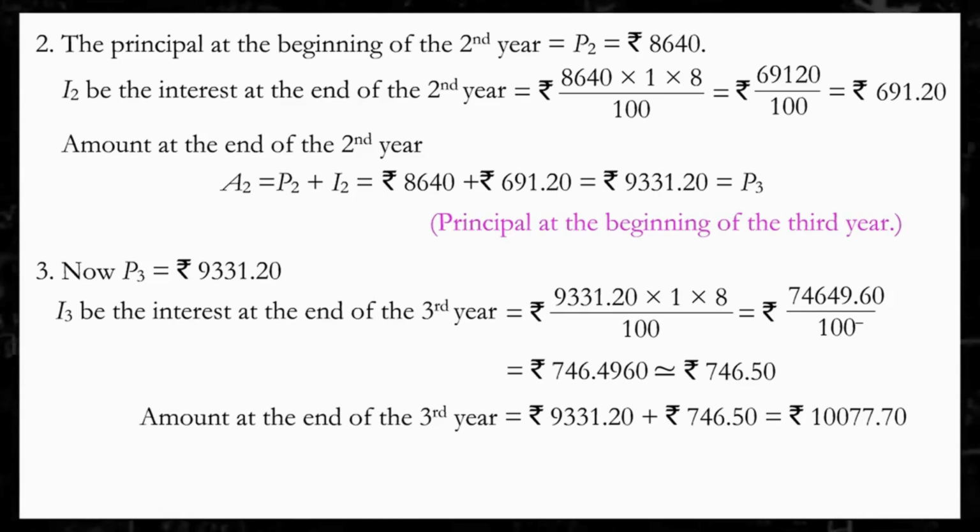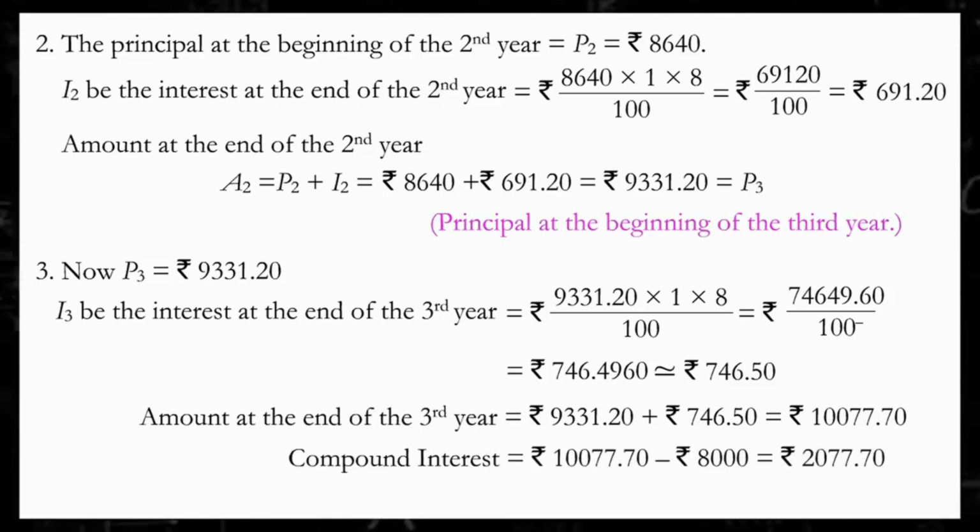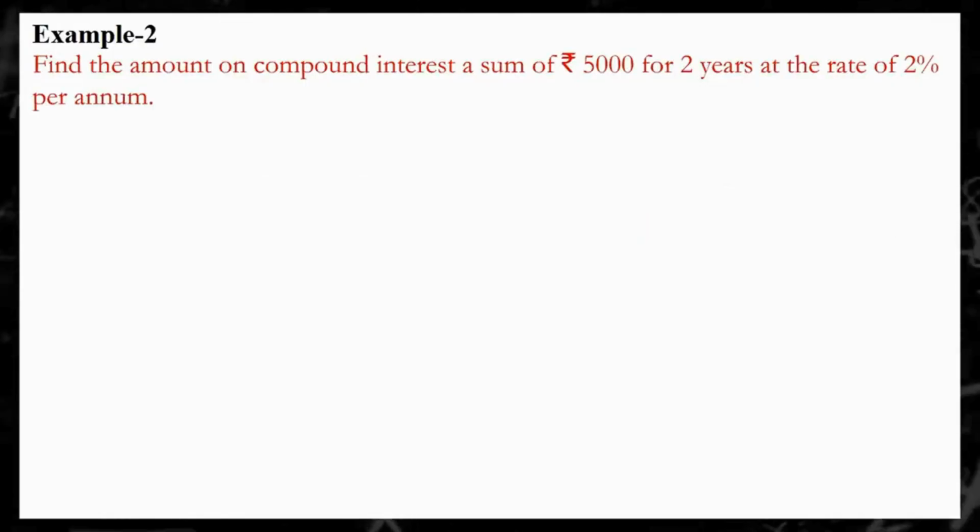Amount at the end of the third year is equal to rupees 9,331.20 plus rupees 746.50, which is equal to rupees 10,077.70. Compound interest is equal to rupees 10,077.70 minus rupees 8,000, which is equal to rupees 2,077.70. Example 2. Find the amount on compound interest, a sum of rupees 5,000 for 2 years at the rate of 2% per annum.